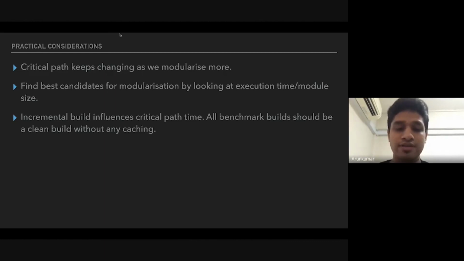So the second thing: so far I've talked exclusively about clean builds. I did not talk about incremental builds. When you do an incremental build in the same DAG, if a task was up to date because its input did not change, its time is always going to be 0. So your critical path is influenced by incremental builds. All the benchmark builds that you do for critical path calculation should be clean builds without any caching. So you basically force all the tasks to execute so that you get a clearer picture of how much time each task takes.